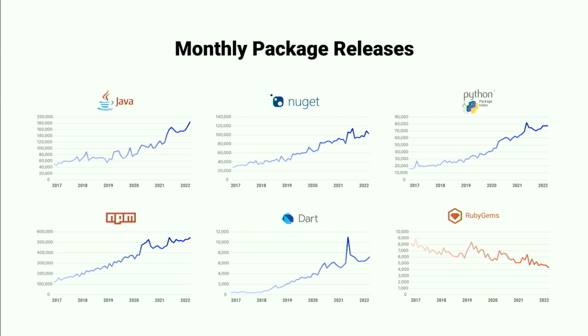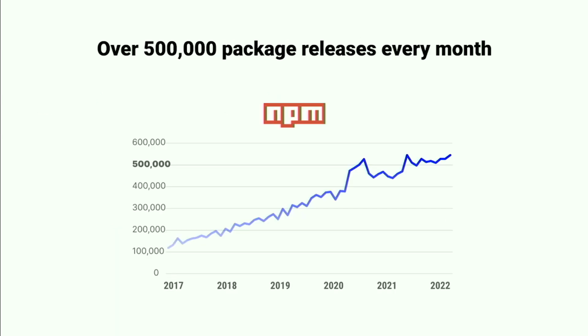This is our real life situation. The ecosystem keeps growing. There is more demand, and there are more packages being published into our ecosystem. Just focusing on NPM, at a JavaScript conference, there are over 500,000 package version releases every month, and these numbers are increasing.